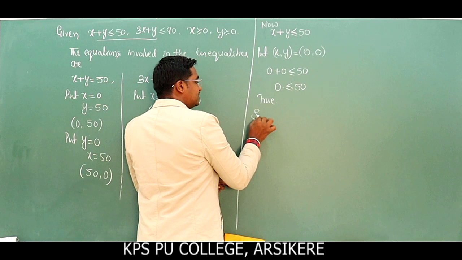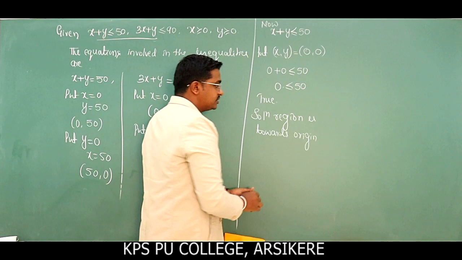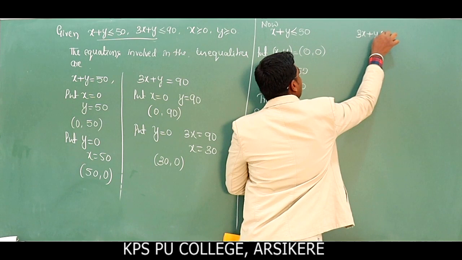So the solution region is towards the origin. Similarly, we have to check for the second one. What is the second inequality here? 3x plus y less than or equal to 90. Follow the same method.